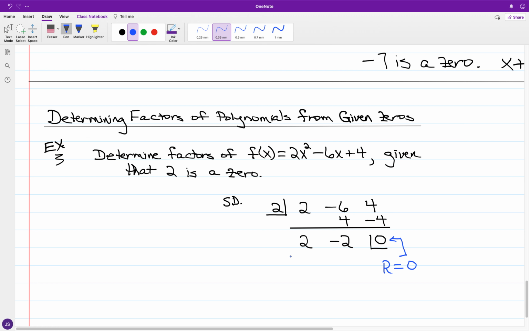And for the quotient, the 2 at the top is in reference to 2x squared. The 2 brought down is in reference to 2 times x of first order, and then we have minus 2. And with 2 as a 0, the divisor is going to be x minus 2.